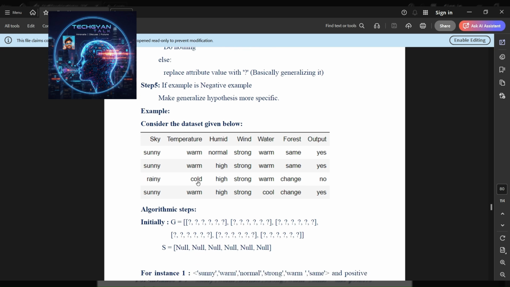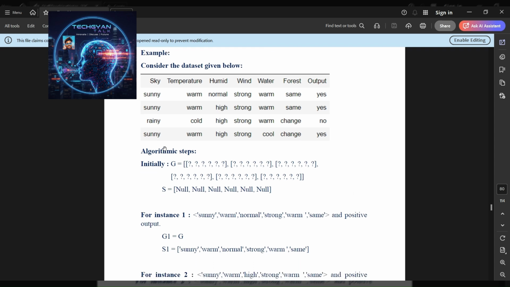Example: consider the data set given below. You can see the attributes sky, temperature, humidity, wind, water, forecast, and the output. For the first row: sunny, warm, normal, strong, warm, same, and the output is yes. The second: sunny, warm, high humidity, strong wind, warm water, same forecast, and the output is yes. Rainy gives the output no, which is negative, and sunny again gives the output yes.